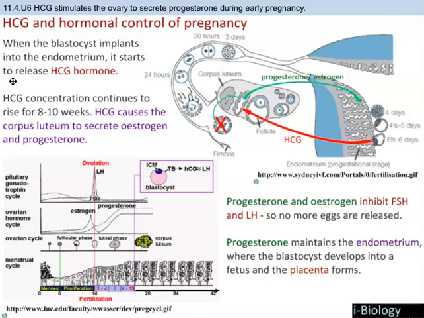be correct. Because we do need that progesterone to continue to be produced by the corpus luteum. And remember, the HCG is allowing for that to happen. The HCG is produced by that developing blastocyst, which then becomes an embryo.